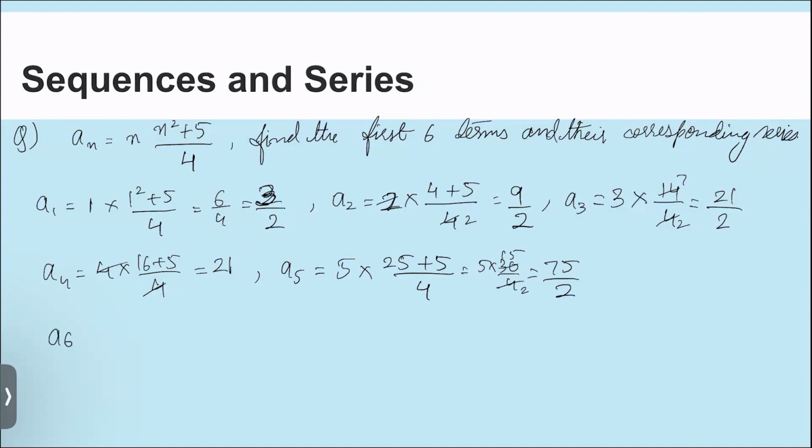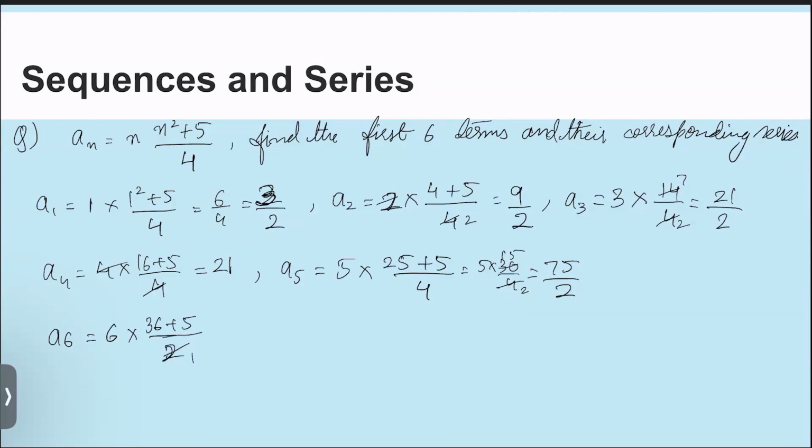And then we have A6. So A6 you will have 6 multiplied by 36 plus 5 by 2. So 3, 2, 3. So 36 plus 5 is going to be 41. So 41 into 3 is 123 by 2. Okay, so we found all the first 6 terms of the sequence. Now let us find the sum.